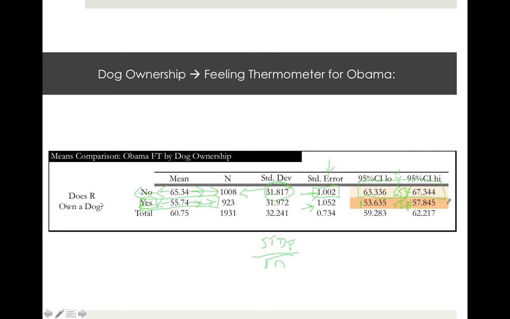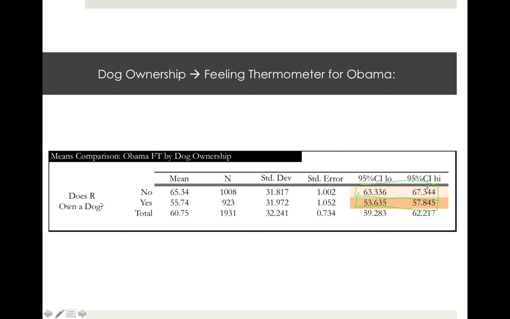So again, I'm 95% sure the true value in the true world amongst people who do own dogs is, at least in 2012, somewhere between 53.6 and 57.8. And what we want to say is, okay, we're 95% sure that the true value in the true world is somewhere between here and here, and the true value when x equals yes is between this point and this point.